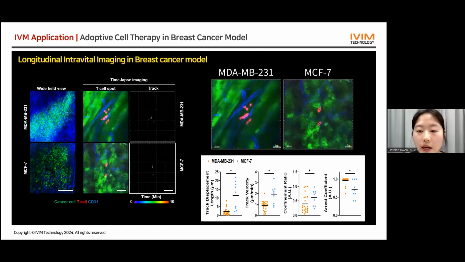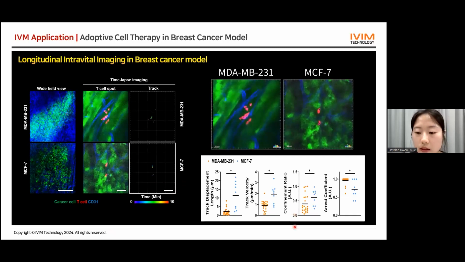So, the MDA-MB-231 breast cancer cell line used earlier was of the triple negative type. In this study, we sought to confirm whether similar results would be observed using the MCF7 breast cancer cell line, which is a non-triple negative type. As you can see here, in the MCF7 breast cancer model, the activity of the tumor-infiltrating lymphocytes was even higher.